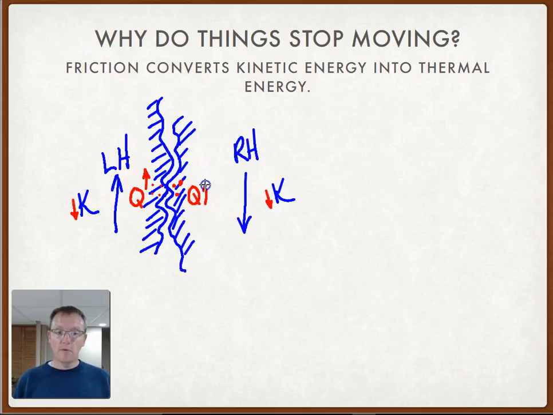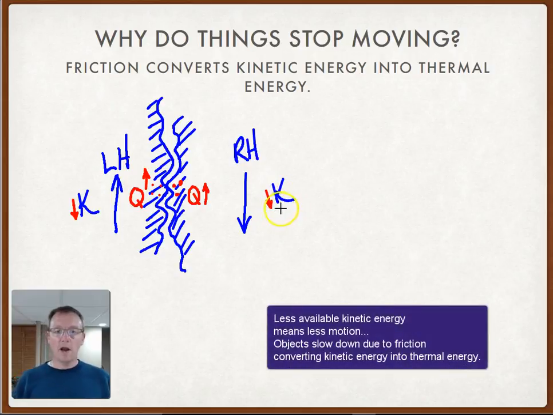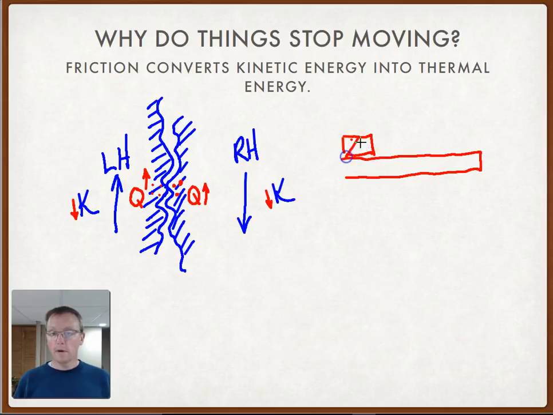As there are more and more of these collisions between the hills and valleys, you get more and more heat built up and less available kinetic energy for motion. And that's why objects will stop. So if you have, let's say, a surface and a wooden block, and you slide that wooden block across the surface, it will not travel forever.